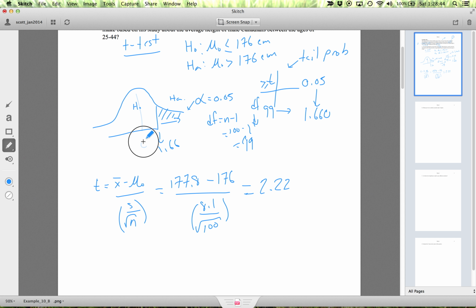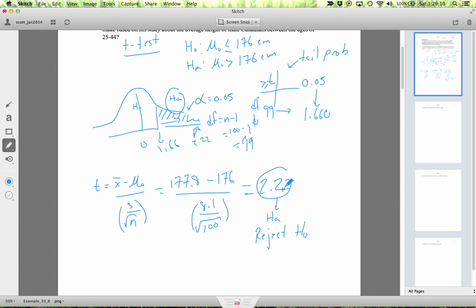We always know that the middle here is 0. Here the bordering value is 1.66, and the value we found was outside, at 2.22. So here we're clearly in this Ha region. The data is supporting Ha, which means that we are rejecting H naught.